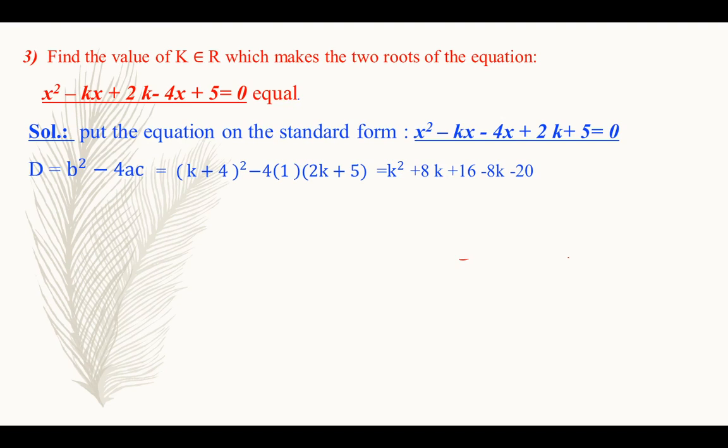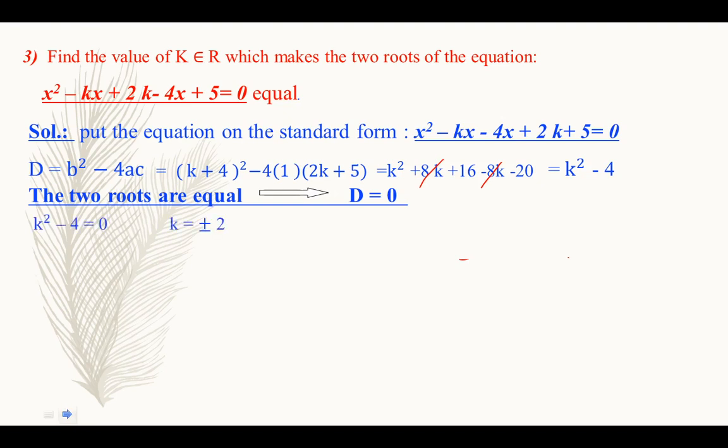Collecting like terms, you can find that negative 8k will cancel 8k. So you will have k² and 16 minus 20, which equals negative 4. So the discriminant here will be equal to k² minus 4. Since the quadratic equation has two equal roots, the discriminant will be equal to 0.